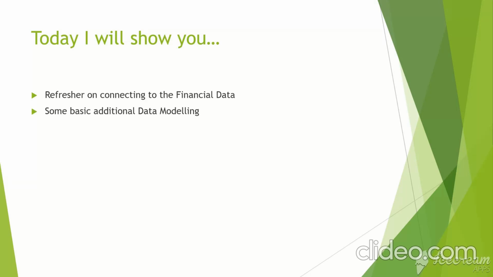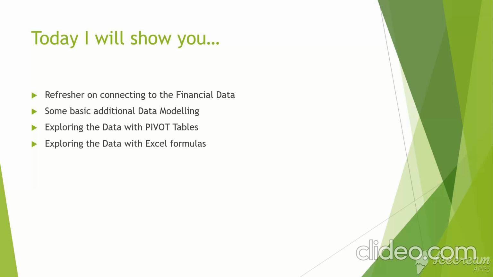So in summary, today I'm going to show you, starting with a blank Excel workbook, we will connect to the Business Central Financial Summary web service as a refresher to video 1. Then we will do some additional data modeling on the data to shape it in the form we need it for our reports. Then I will show you how we can explore the data using pivot tables in Excel. And then I will introduce 2 very powerful Excel formulas that we can use to explore the data further. And then we will combine the use of the Excel pivot tables and the 2 Excel formulas to start to build a financial report. We've got a lot to cover, so let's get started.